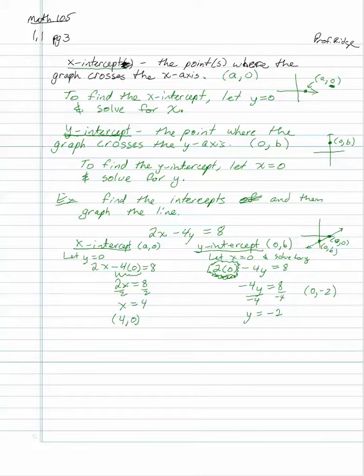Okay, so there's my two intercepts. My x-intercept's (4, 0). So I go to (4, 0), put a point. And then my y-intercept is (0, -2). So I put a point at (0, -2). And then get my ruler and draw my line through it. So that's 2x minus 4y equals 8.